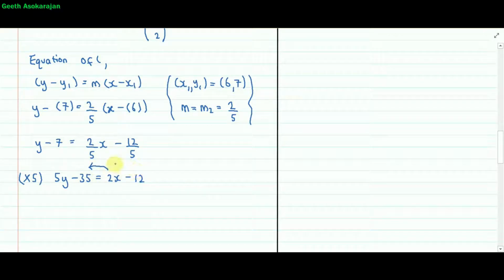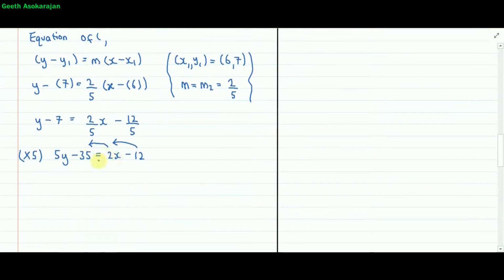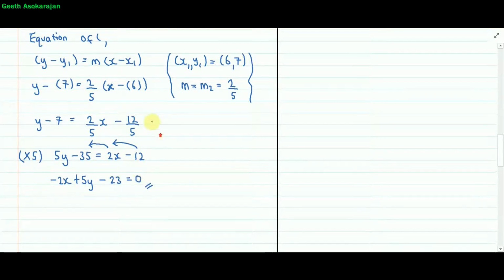If I take these two terms from right to left, the 2x to the left is minus 2x plus 5y, and minus 35 plus 12, so minus 35 plus 12 is minus 23, and that is equal to 0. So this should be the answer to part A.